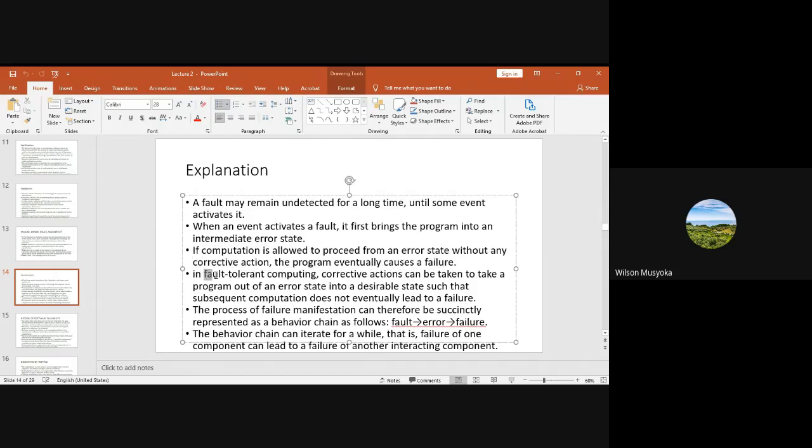So you could find a system being fault tolerant, meaning that corrective actions can be taken to take a program out of an error state into a desirable state such that subsequent computation does not eventually lead to a failure. The process of a failure manifestation can therefore be succinctly represented as a behavior chain as follows, whereby we start with a fault, then the fault will lead to an error, and that error leads to a failure. Now, that behavior chain can iterate for a while until the system is not able to perform at all.